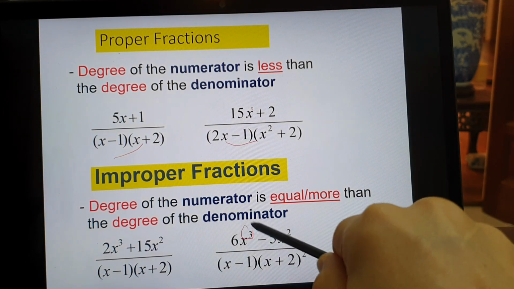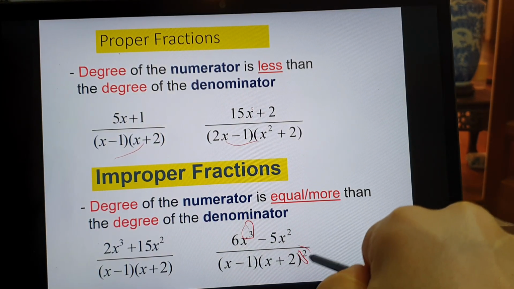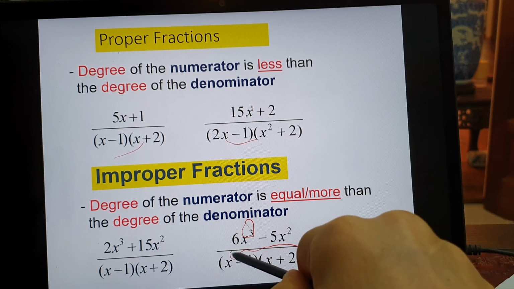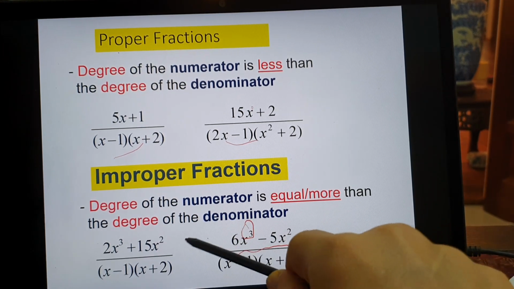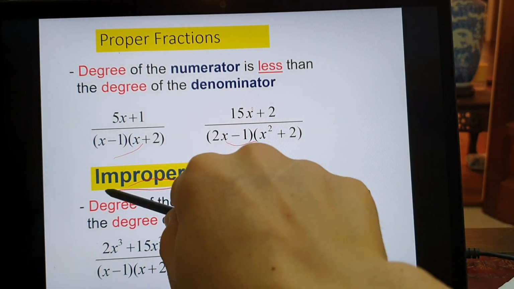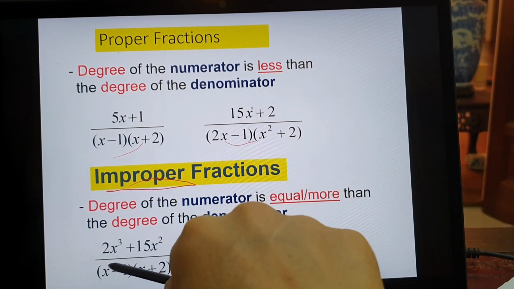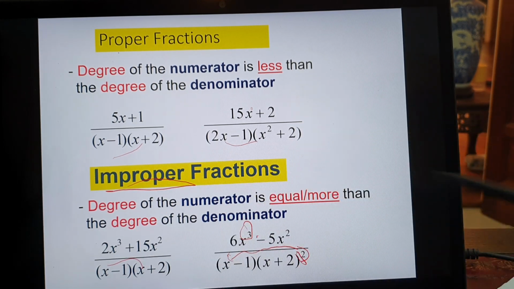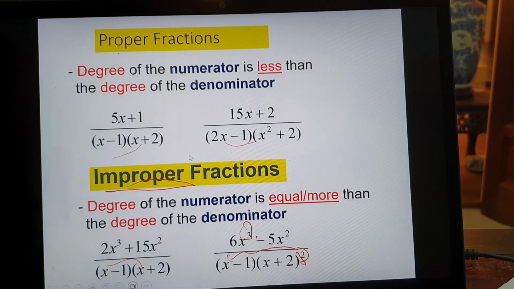Can you see this power 3? And then the denominator, you combine together, this is power 3 also. So this one is considered improper because you can do long division. As long as you can do long division, it's considered an improper fraction.